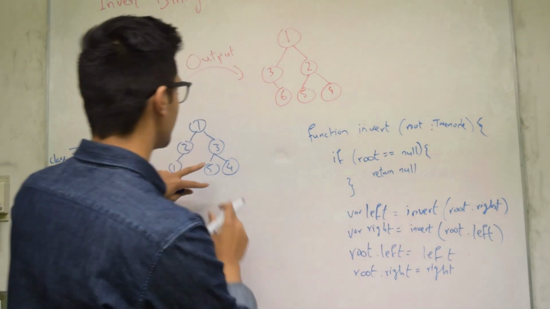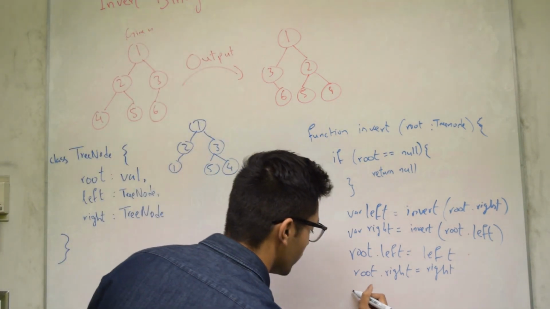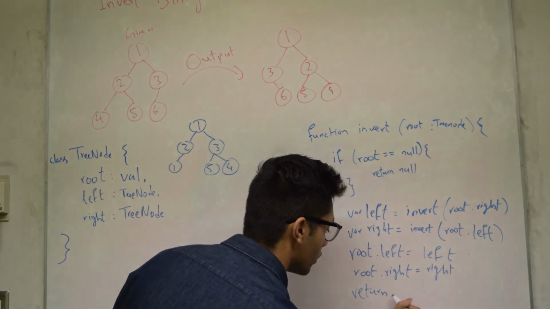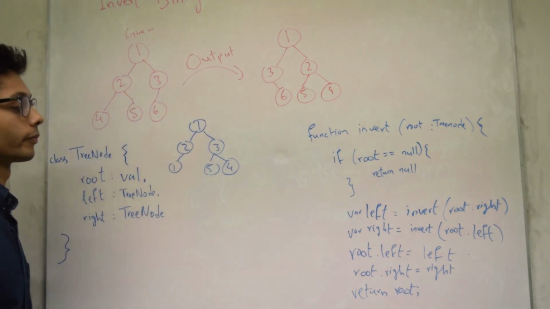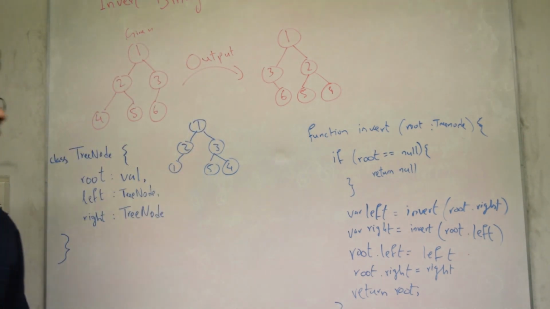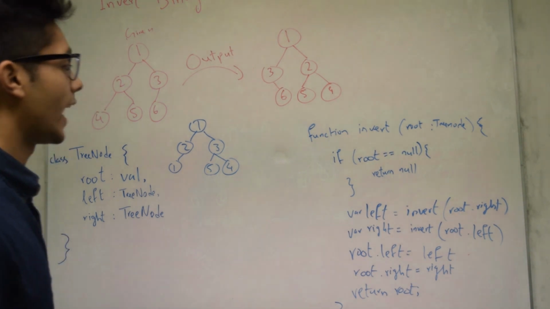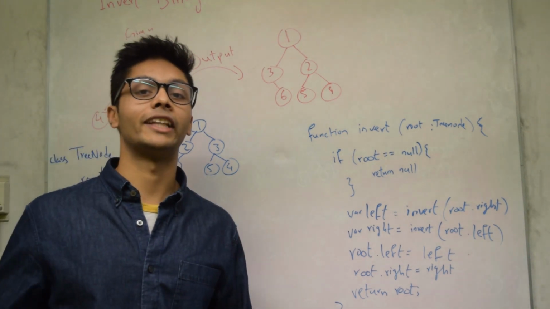So now we know we swap the two, and once we're done with that, we can just return the root. So we'll just return the root. And that's the answer here. This should be pretty straightforward. So let's actually walk through the runtime analysis.